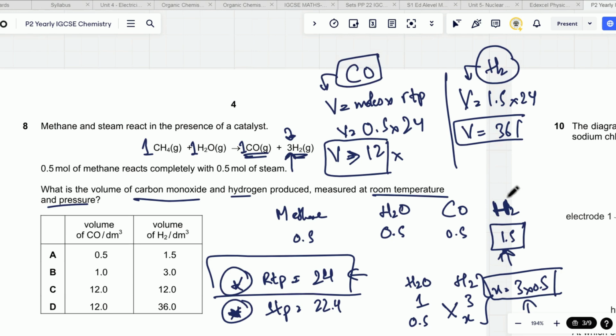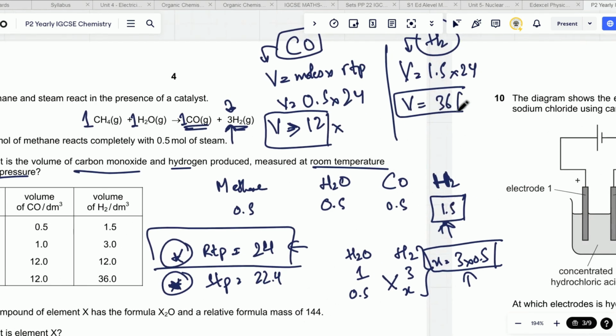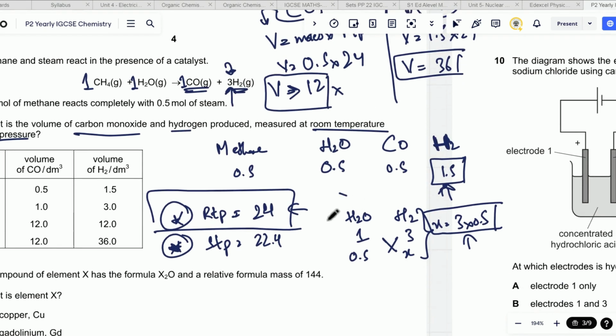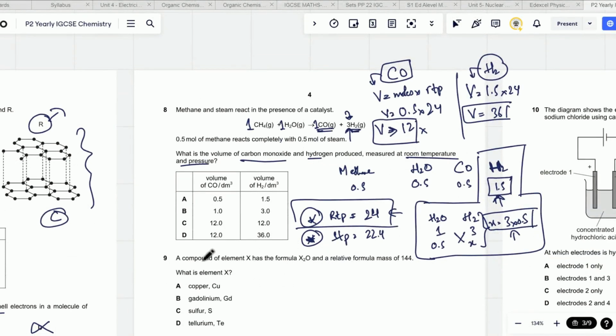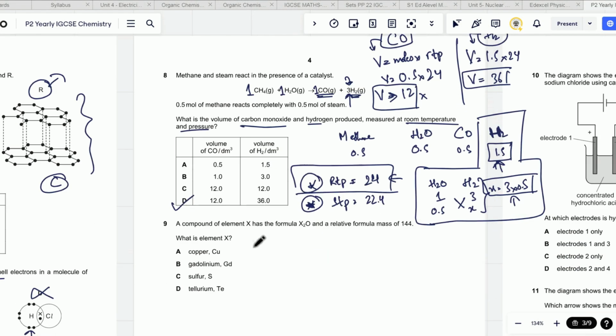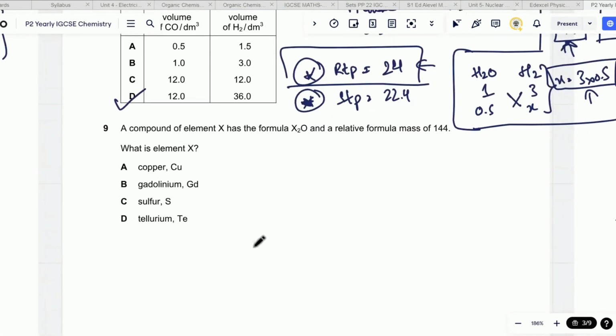Do you get it? And remember this working as well. Don't go for 0.5 and 24 and then multiply it by 3. This is the right way so that you don't make any mistake in your paper. So the answer is going to be 12 and 36. Where is 12 and 36? D. What was your answer first? D? Okay, good.